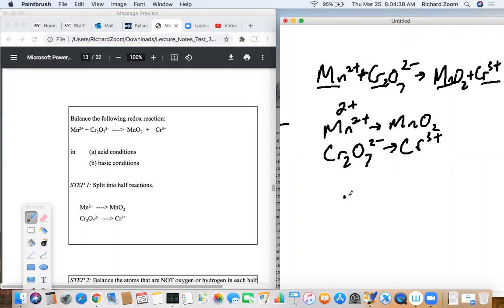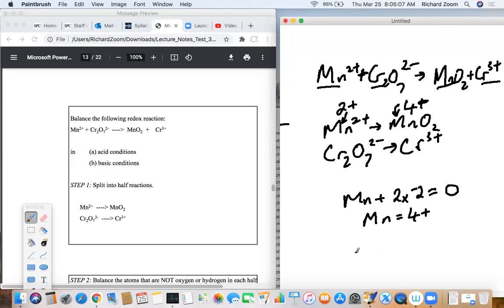Now MnO2, if you look at the oxidation state, oxygen has a negative 2 charge. So 2 times negative 2 would be negative 4, which means the Mn is going to actually be 4+. So this is 2+ going to 4+ for the manganese. Now we're only focusing on the manganese here, right?